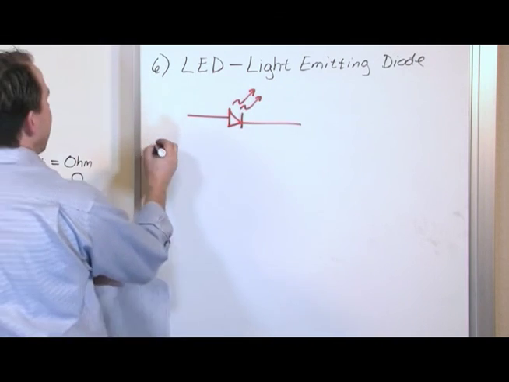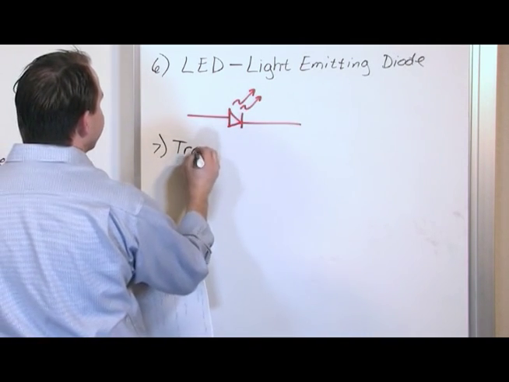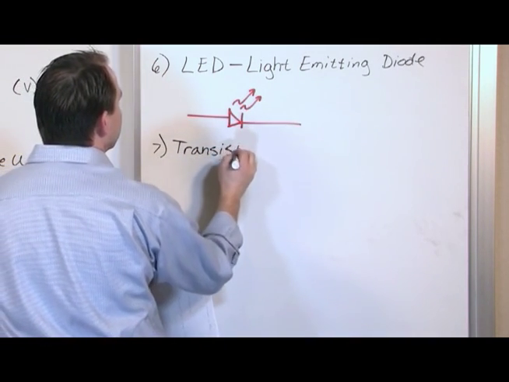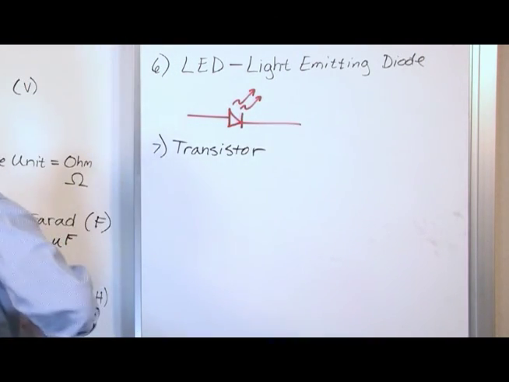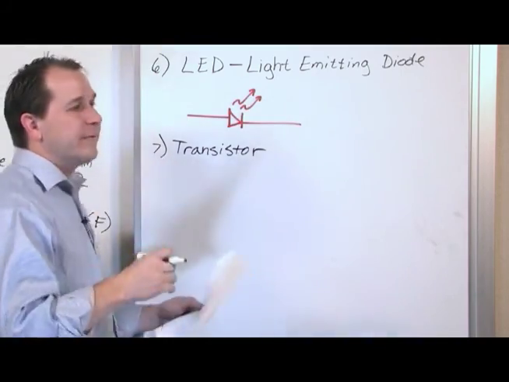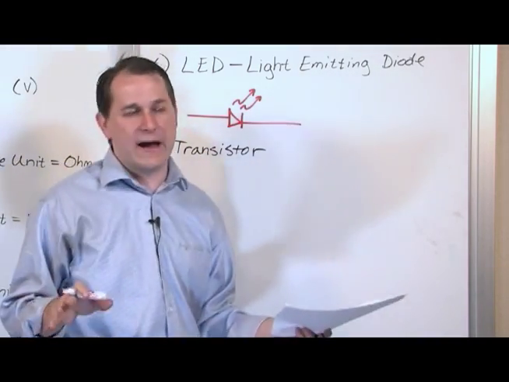Now, how do you spell this thing? It's called a transistor. All right, now there's actually lots of different ways to draw transistors. Actually, there's lots of different types of transistors, and we're not going to get into the types right now.